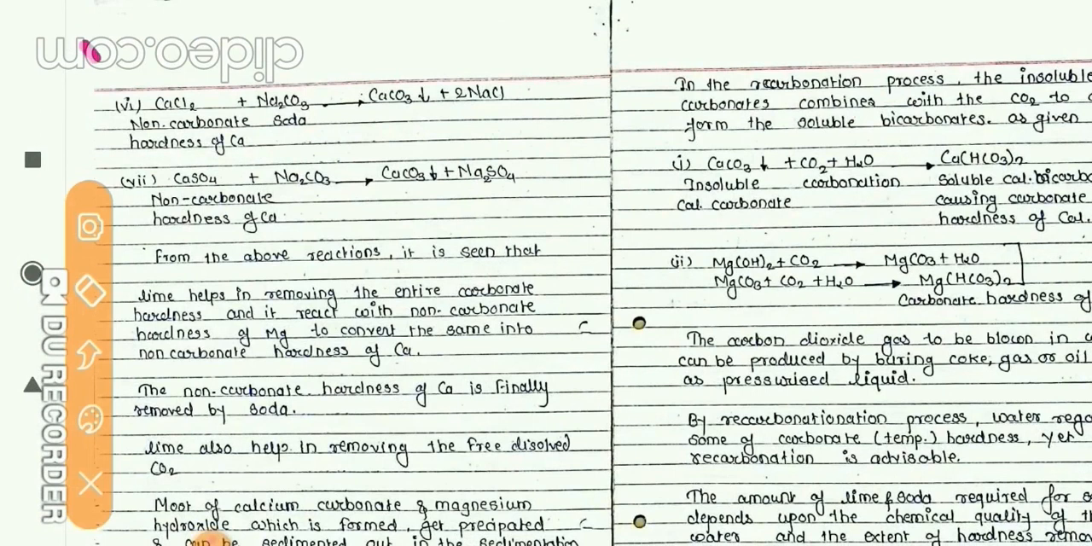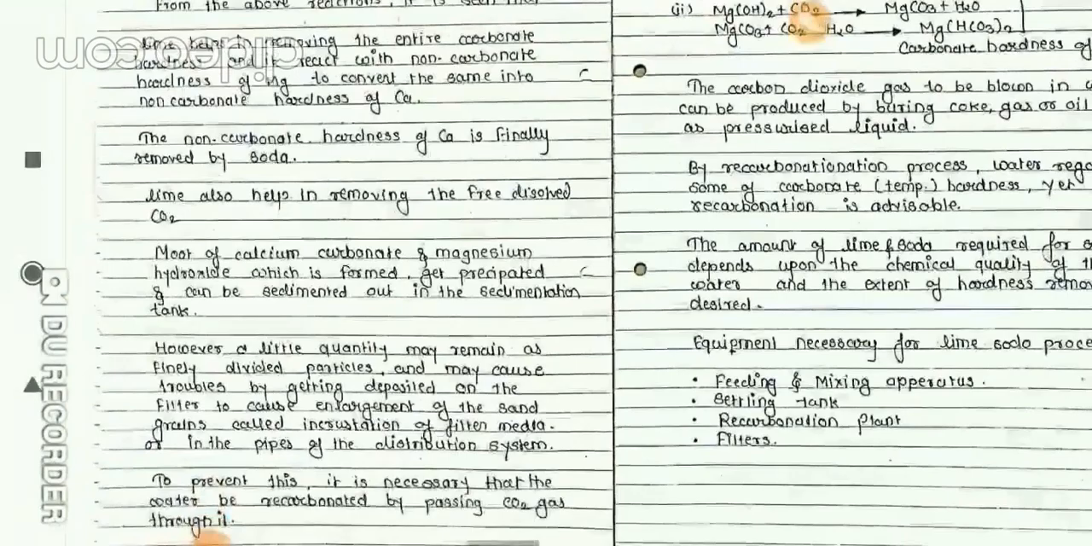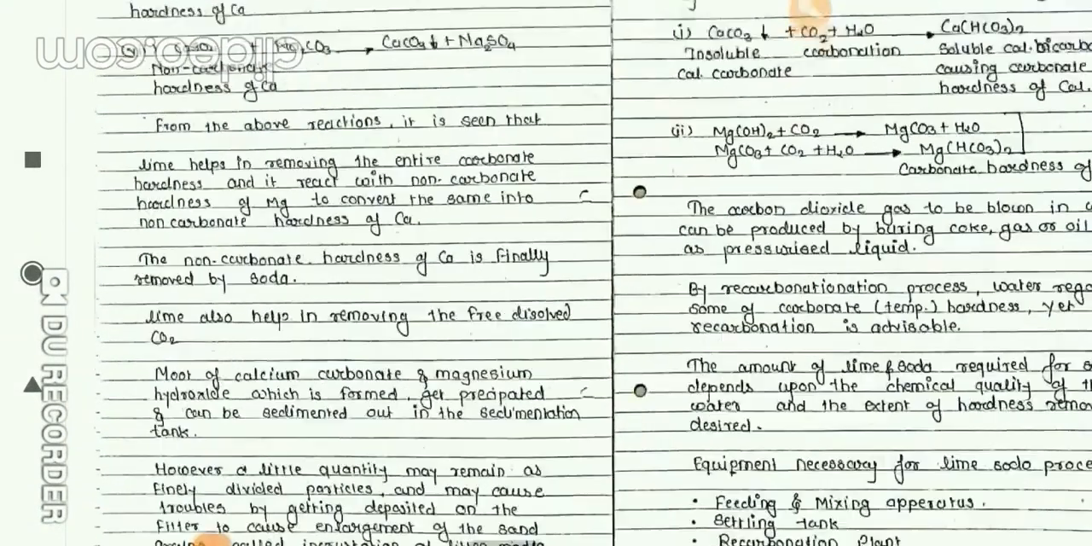Here we can see CaCl2, the non-carbonate hardness of calcium, and we add soda, Na2CO3. So CaCO3 is the precipitate that can be removed, and 2NaCl. Again, CaSO4, the non-carbonate hardness of Ca, plus Na2CO3. Again CaCO3 is the precipitate that we can remove, and Na2SO4 is the byproduct. Like that, we can use the lime soda method to remove the hardness from the water.